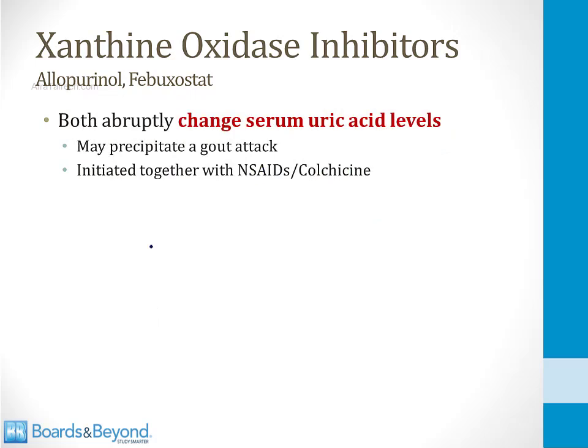It's very high yield for you to understand that both of these drugs can abruptly change the serum uric acid level. Now, lowering the level is good, but when you suddenly shift the level from a higher to lower value, that can precipitate gout crystals in the joints and cause a gout attack. So for that reason, anytime you start one of these drugs, you also co-administer NSAIDs or colchicine to prevent patients from developing an acute attack while you're initiating therapy with the xanthine oxidase inhibitor.